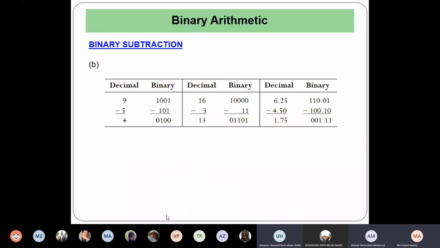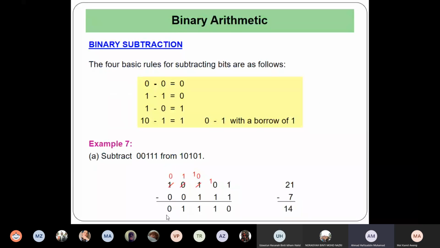Student: But sir, if it is borrowed, everything becomes 10, right, sir? Yes, because it's 2. It's 1, 0. It's not ten, it's 1, 0. 1, 0 is 2 in decimal.